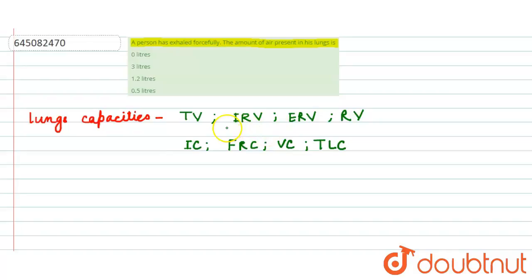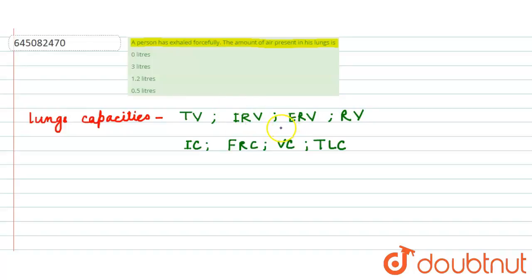Now, if we understand a little bit about these capacities, the first one is tidal volume. Tidal volume is the amount of air that is breathed in and out in normal, quiet breathing. It is about 500 ml. Then the next one is inspiratory reserve volume. It is the additional air that can be forcefully taken in after inspiration of a normal tidal volume. It is around 300 ml.